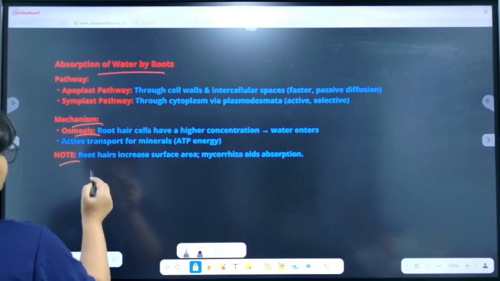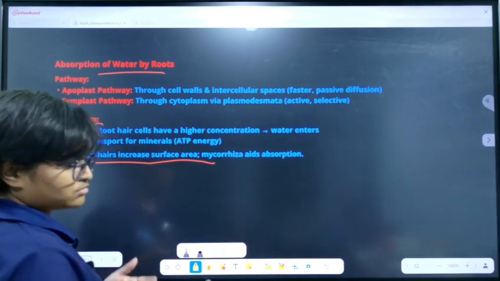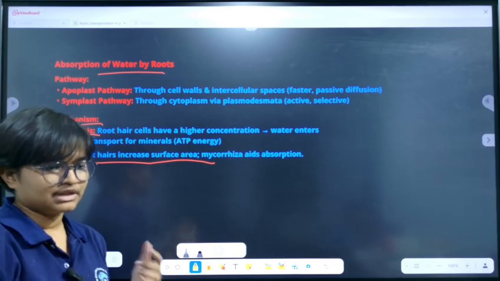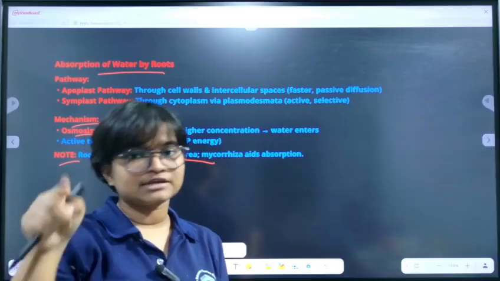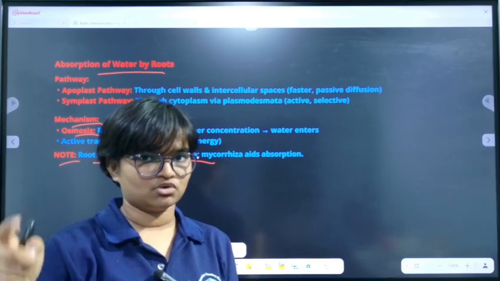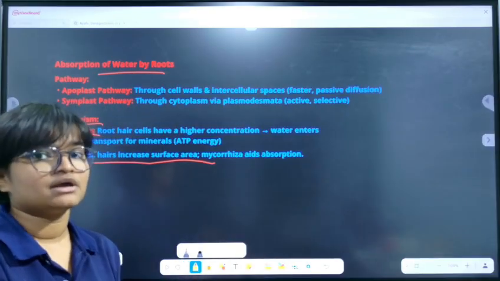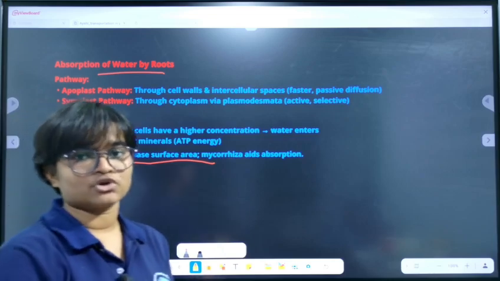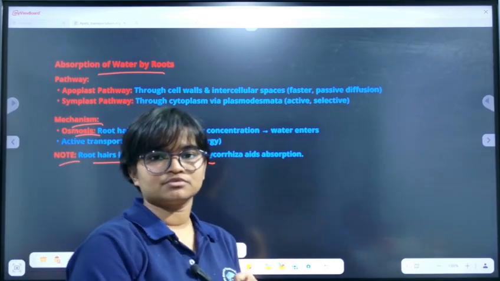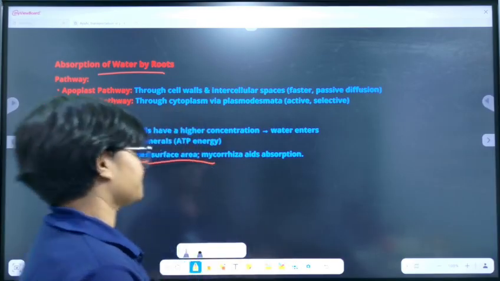And another note is root hair increases the surface area. As you know, even in humans there are villi-like structures in our stomach. They increase the surface area and also help better absorption. These root hairs also work like that, just like what the villi do for our stomach absorption. Okay.